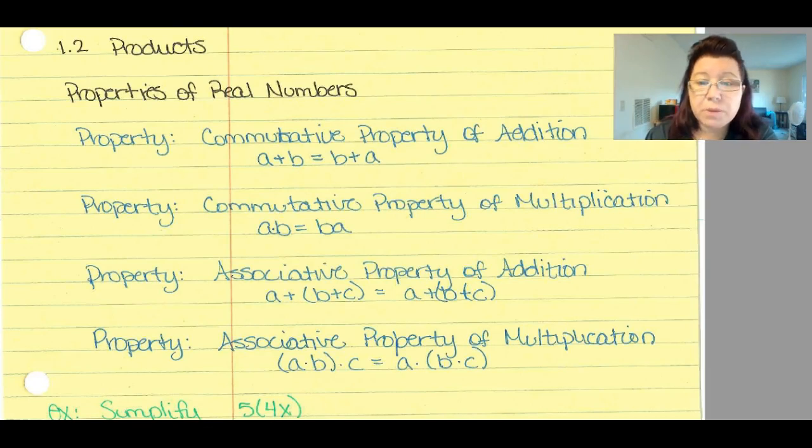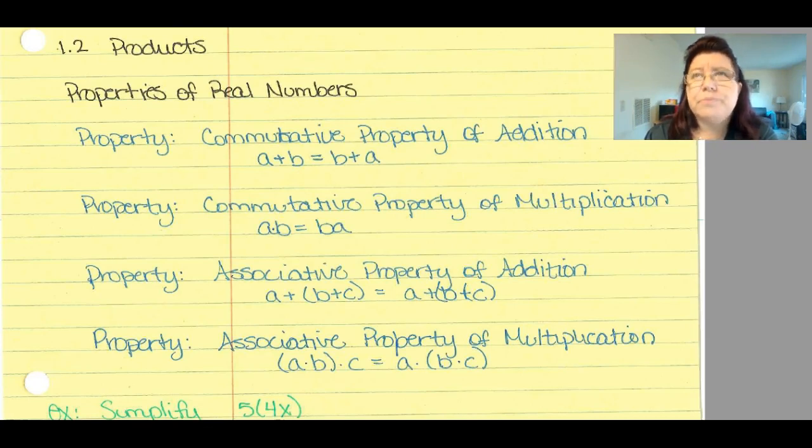The commutative property of multiplication is very similar to the commutative property of addition, but with multiplication. It means if we have two real numbers, a and b, a times b will be the same thing as b times a. It doesn't matter which order we do multiplication in, the result is the same.